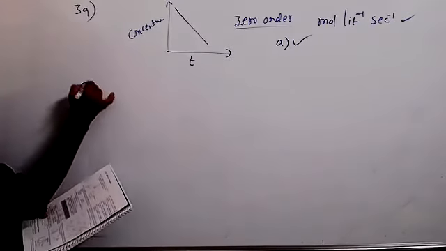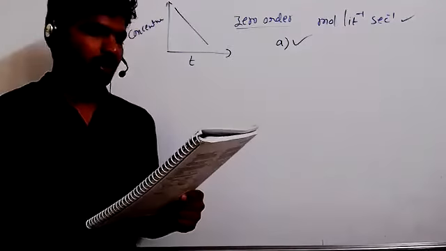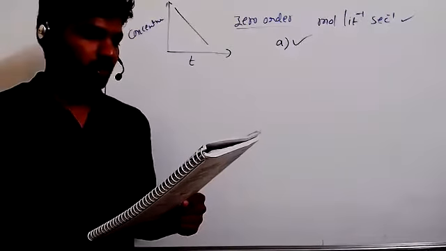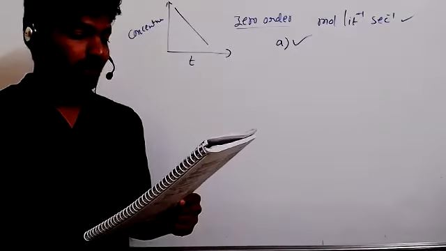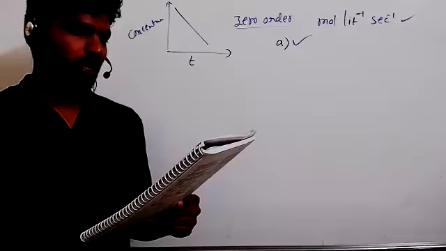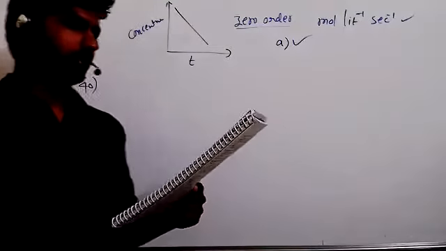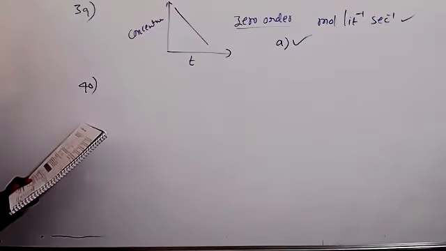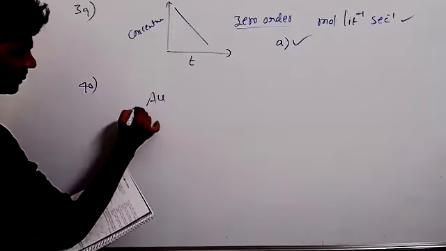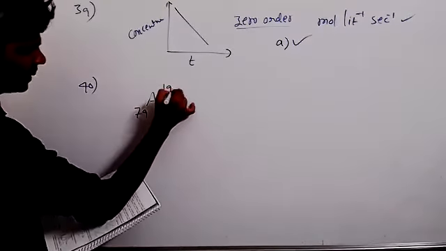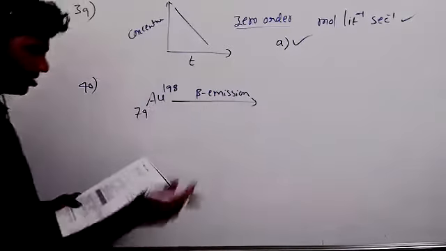Next, 40. See, 1 gram of gold, 79,198 mass. T half is 65 hours. It gives stable mercury by beta emission. So what amount of mercury will be left after 260 hours? That means we have to find how much mercury is formed. Here gold 79,198 through beta emission changes to mercury.